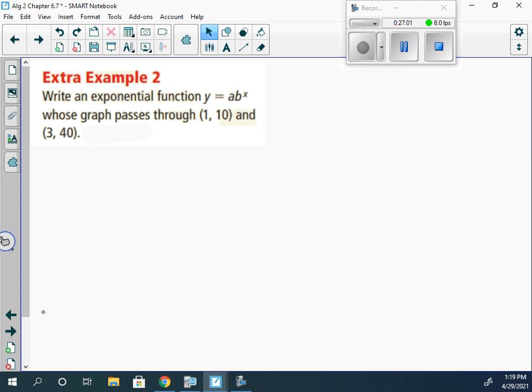All right, writing an exponential function, y equals a times b to the x, whose graph passes through the points (1, 10) and (3, 40). So AJ, off the top of your head, do you know what the equation would be? You know it, Charlie? Stormy, you got it? Anybody know what it is? Which is?